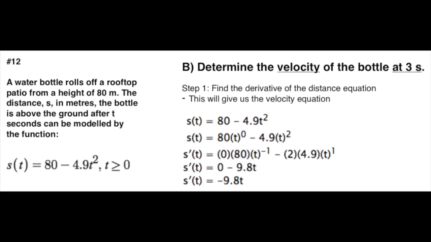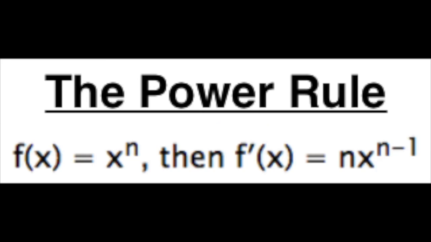For part B, we need to determine the velocity of the bottle where t is equal to 3. To start, we must find the derivative of the distance equation. So first, we start with the distance equation, and using the power rule, we find that the derivative is equal to negative 9.8t. The power rule is the rule that allows us to find the derivative of an equation.